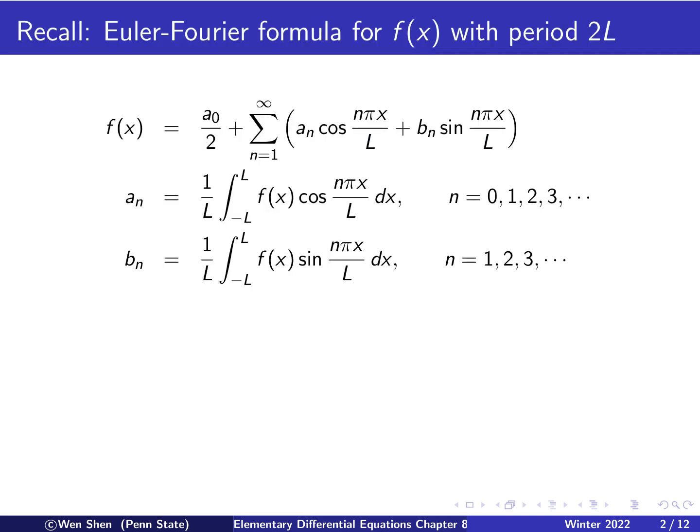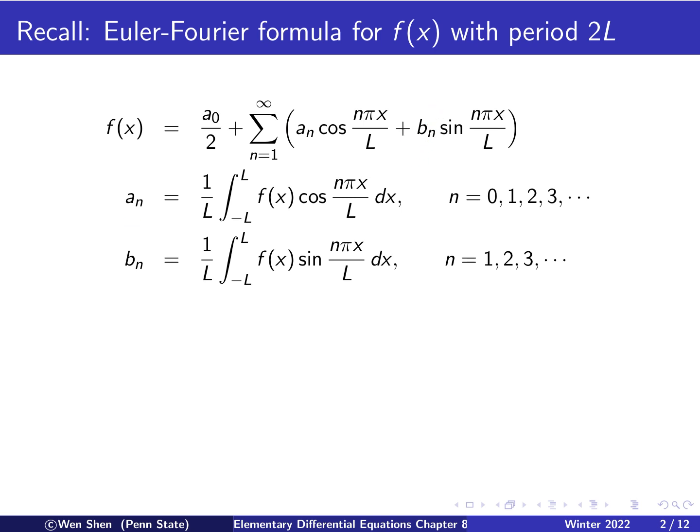We begin with a review of the formulas we derived in the previous video on Fourier series. These formulas are called the Euler-Fourier formulas for the function f of x with period 2L. And this is the expression of a Fourier series as a series of sine and cosine functions, also with period 2L. And the coefficients are these a's and b's.